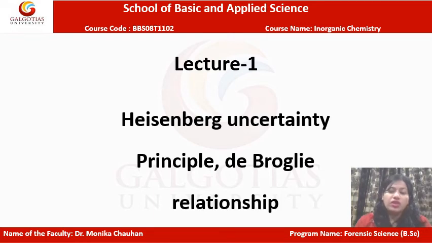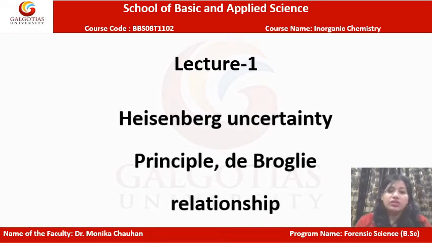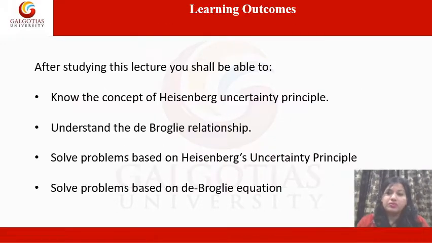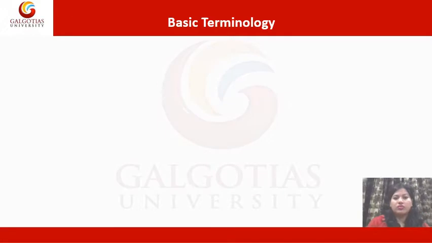Hello everyone. Today I am here to discuss the Heisenberg uncertainty principle and de Broglie's relationship. After studying this lecture, you shall be able to know the concept of Heisenberg uncertainty principle, understand the de Broglie's relationship, and solve problems based on the Heisenberg uncertainty principle and de Broglie's equation.